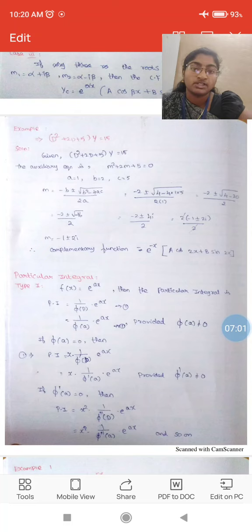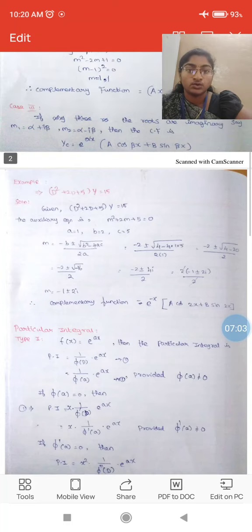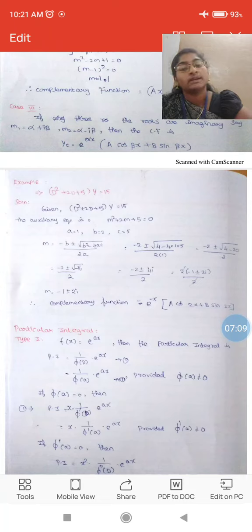Therefore the complementary function, we already know the formula e power alpha x. So here the value of alpha is minus 1, so it will become e power minus x. A cos beta x. See here the value of beta is 2. So a cos 2x plus b sin 2x. So this is our case 3 formula.